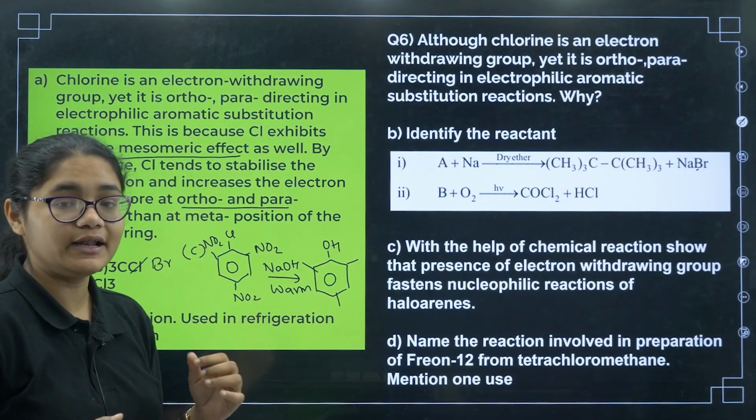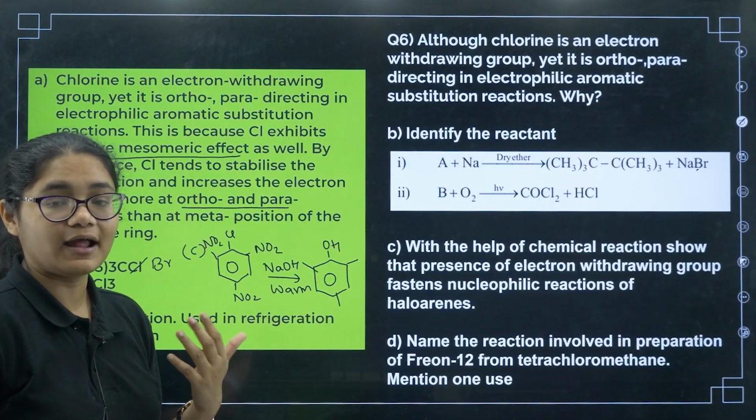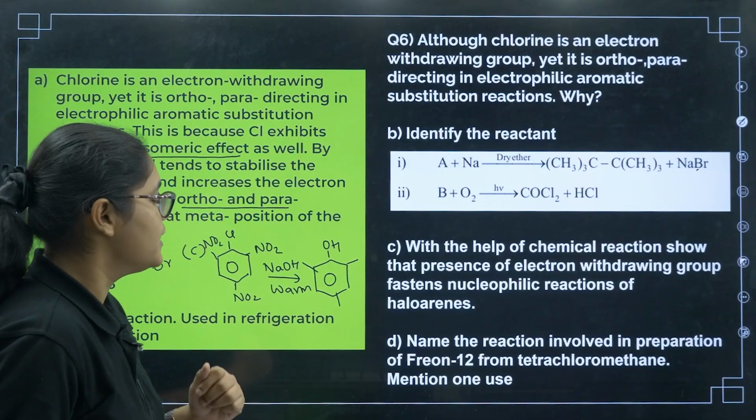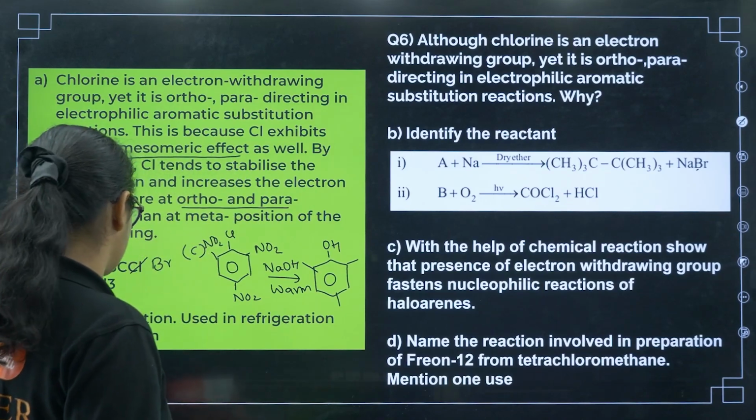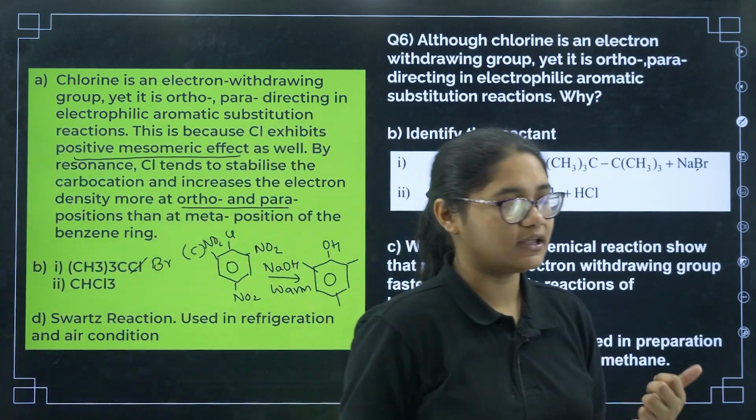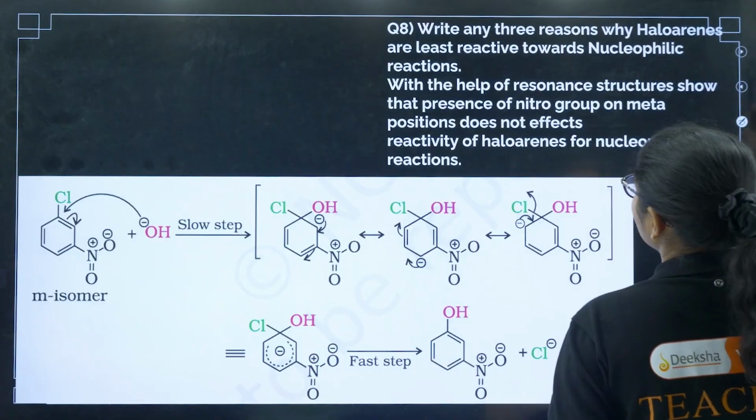If NO2 is not there, we need almost 623 Kelvin and 300 atm pressure. Okay. Next we have name the reaction. So here it is Swarts reaction, and it is used in your refrigeration and air conditioning.